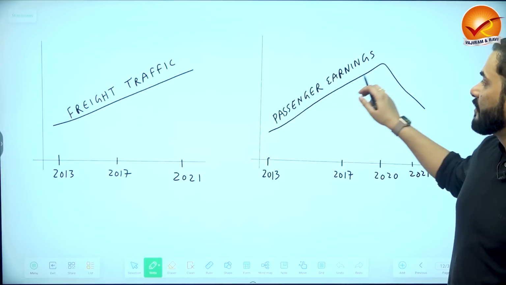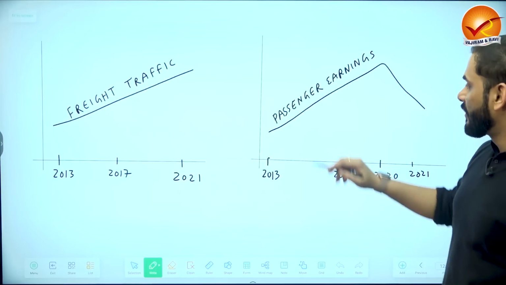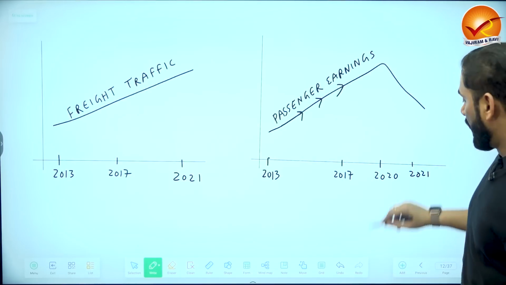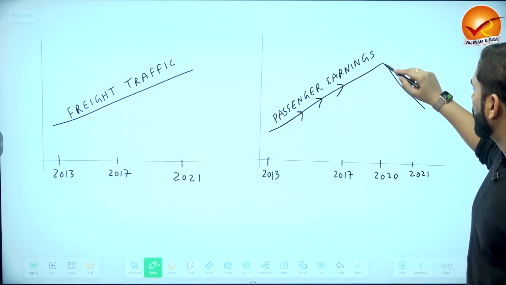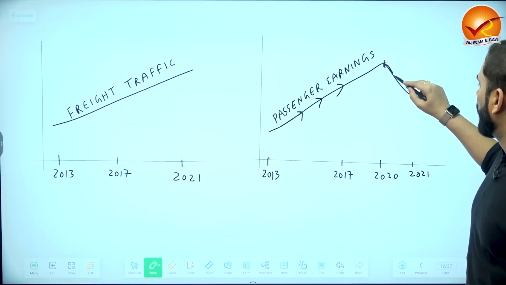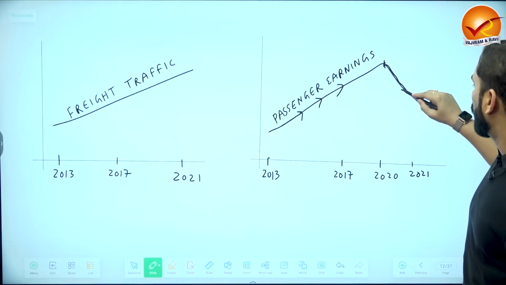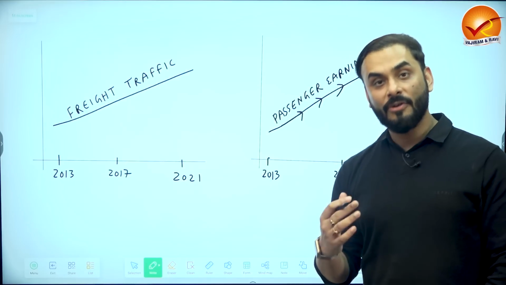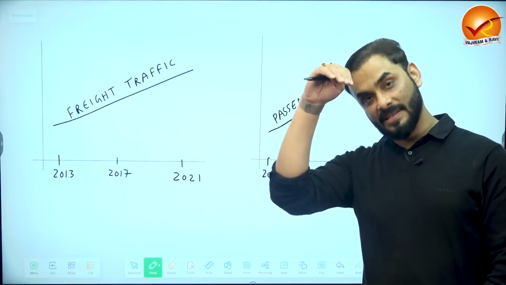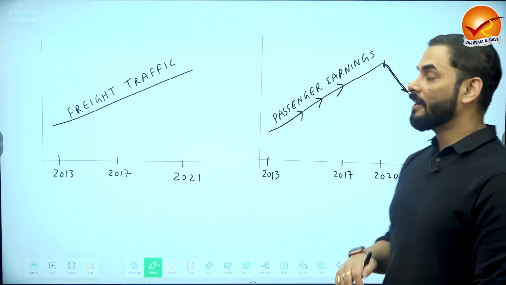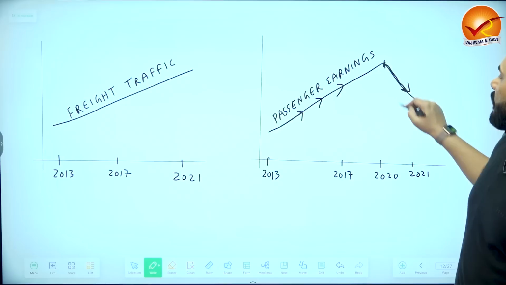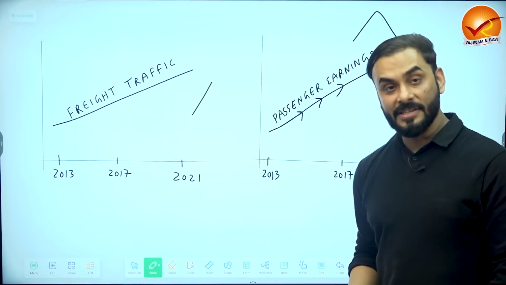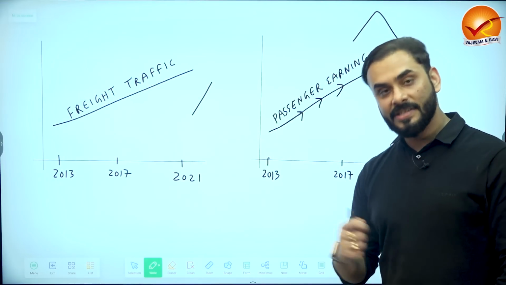Similarly, look at the passenger earning. So, railway was earning a lot of money, revenue through passenger movement, but around the COVID time, see what has happened. Around the COVID time, you will see that it has started to come down, which means because the trains were not running, people were not moving out of their houses, there was lockdown, so passenger earning came down. All right. So it is an inverted V shape, passenger earning, and freight traffic is increasing, which means movement of goods is increasing in the railway.